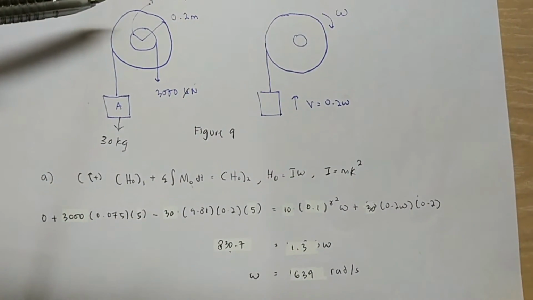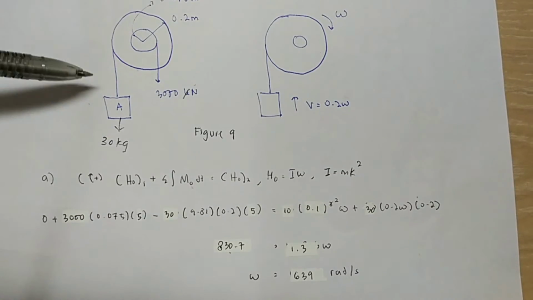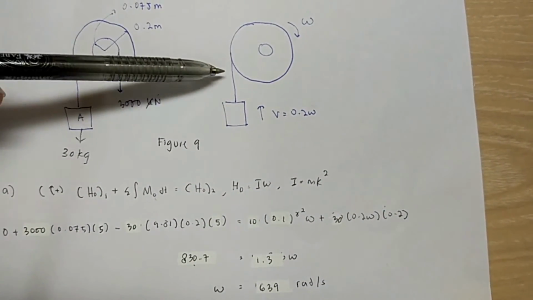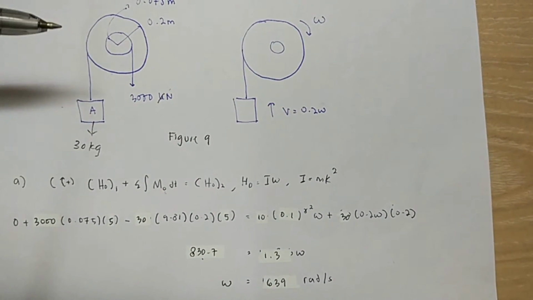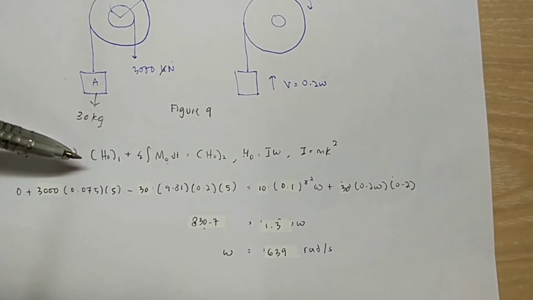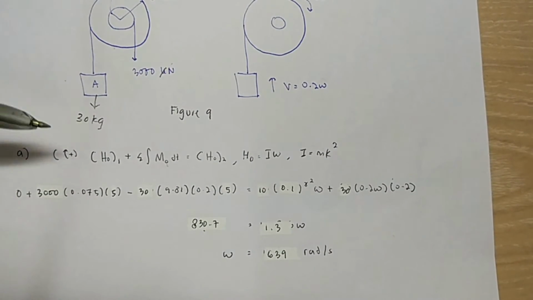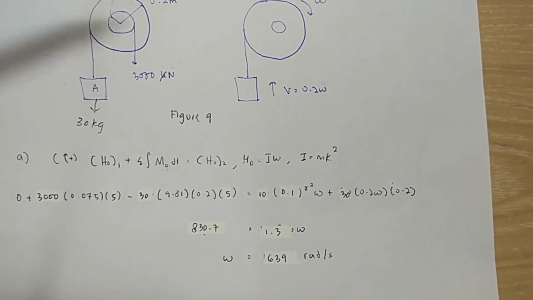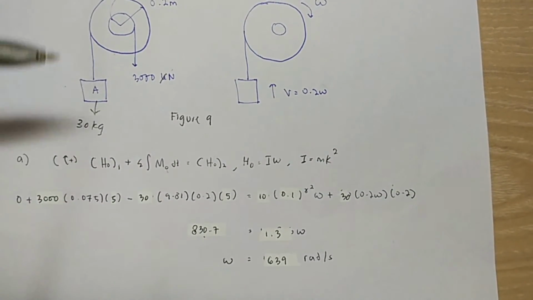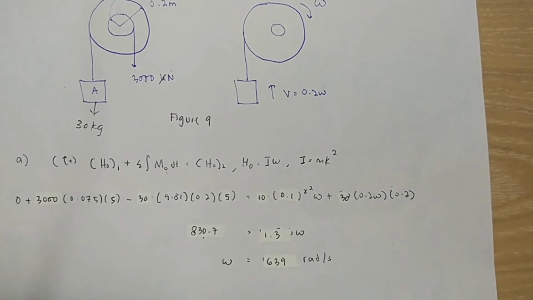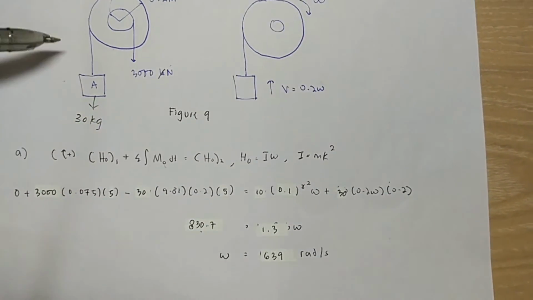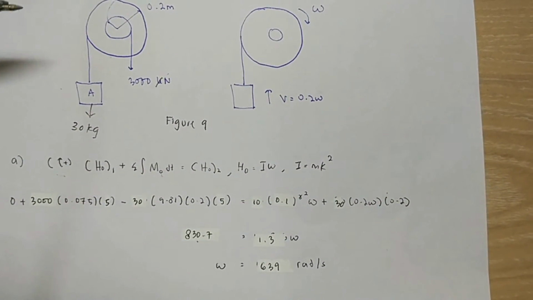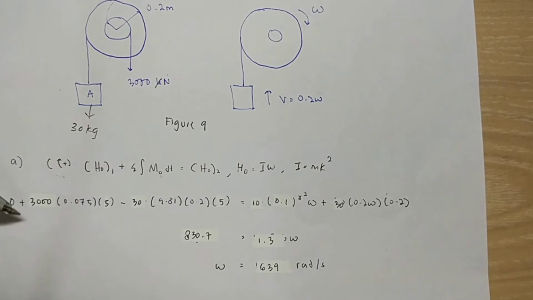This is the solution for the question. First, we draw the free body diagram and the kinematic diagram. Then we come out with the equation to solve the problem: H0 plus moment equal to H0 2. We assume the clockwise direction is positive, and we come out with the numbers.